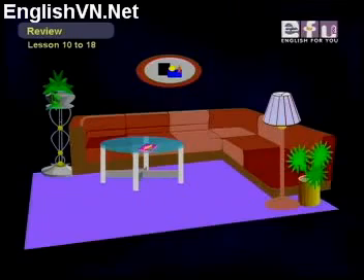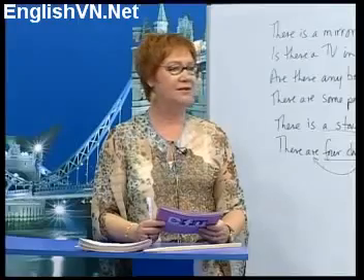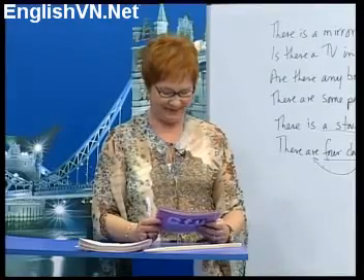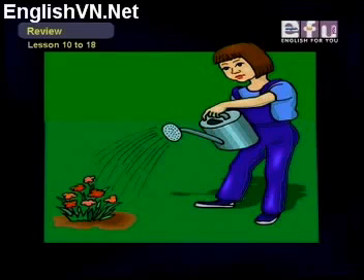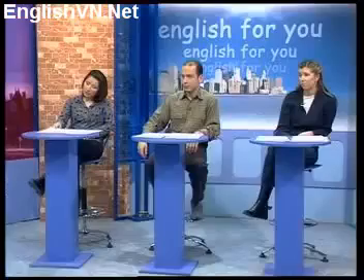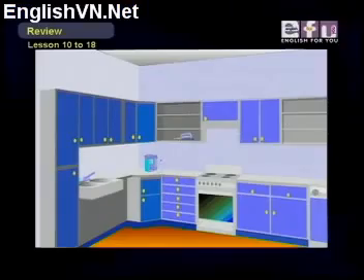Susan, is there a sofa in the living room? Yes, there is a sofa in the living room. Okay. Susan, ask Isabel. Isabel, is there any furniture in the garden? No, there isn't any furniture in the garden. Yes. Okay. Now you ask Ali. Ali, are there any people in the kitchen? No, there aren't any people in the kitchen.